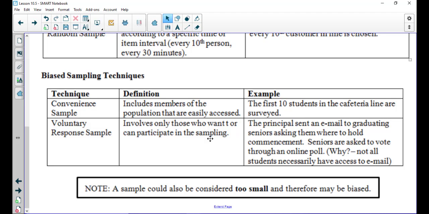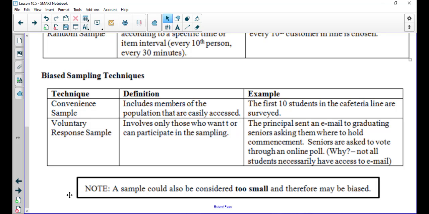So maybe the principal sent an email to graduating seniors asking them where to hold commencement. Seniors are asked to vote through an online poll. Well, this is voluntary because they don't have to respond. It also can be bad because maybe not all students have access to email. Now, I recognize that now we do have access to email. Every student has an email address, but we also know that not everyone's checking their email on the daily. So this could be a voluntary response sample, and it could also be biased because we could miss some students, or maybe it bounces back. It gets spam and sent back to the person who sent it, and the student never receives it. So it may not be the best way to sample a group of people.